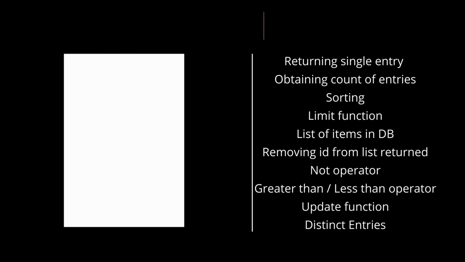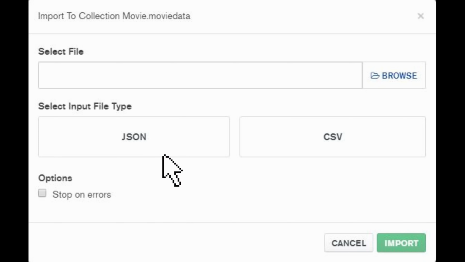In this tutorial, we'll be looking at how to query data from an uploaded file in MongoDB. You can upload files in JSON format or in CSV format. For this tutorial, I'll be uploading files in CSV format. Stay tuned.